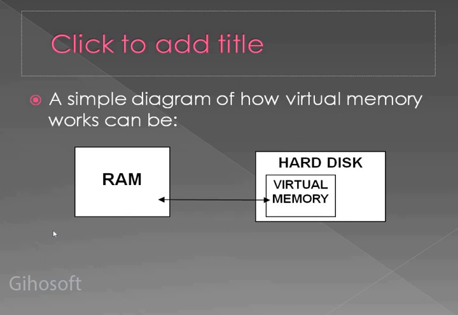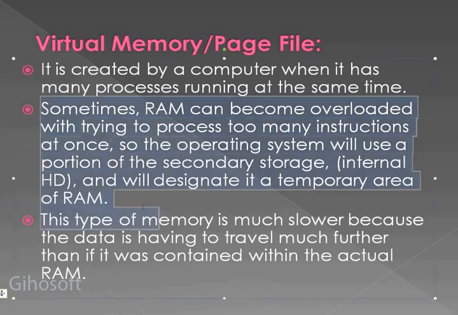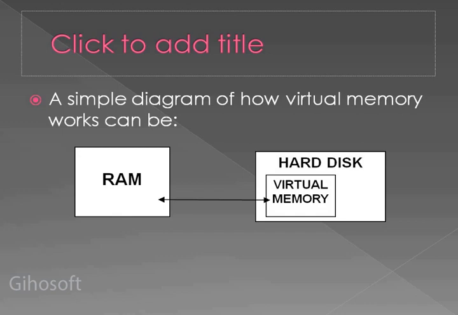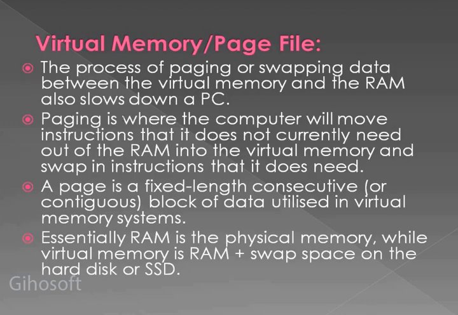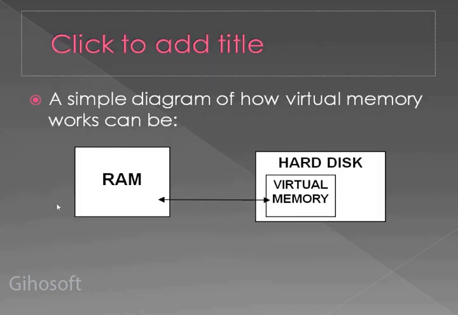If the examiner asks you about virtual memory, just write down this part, that it is created by a computer when it has many processes running at the same time. Okay, and after writing this point, just make this diagram. Then write this point: sometimes RAM can become overloaded with trying to process too many instructions, so the operating system will use a portion of the secondary storage and will designate it as a temporary area of RAM, and then make this diagram and you'll hopefully get your marks.